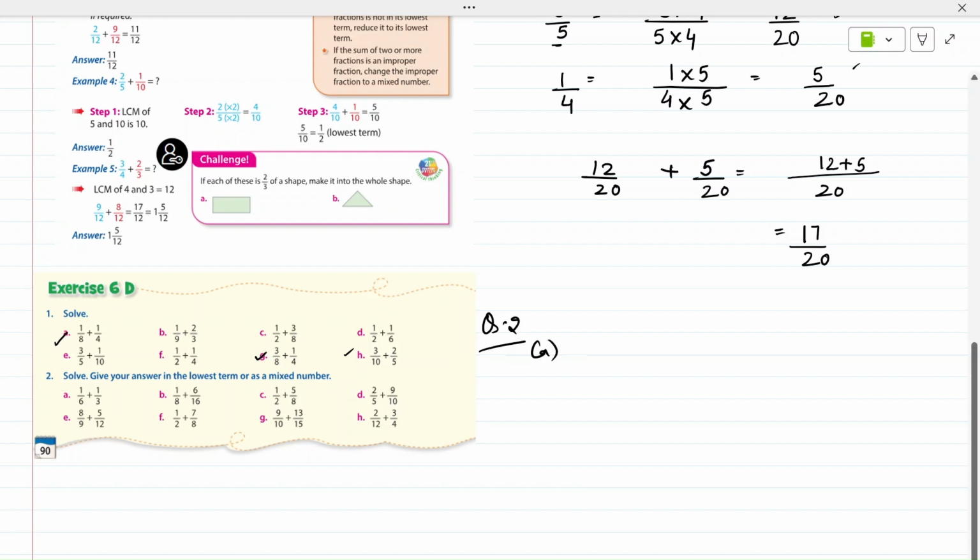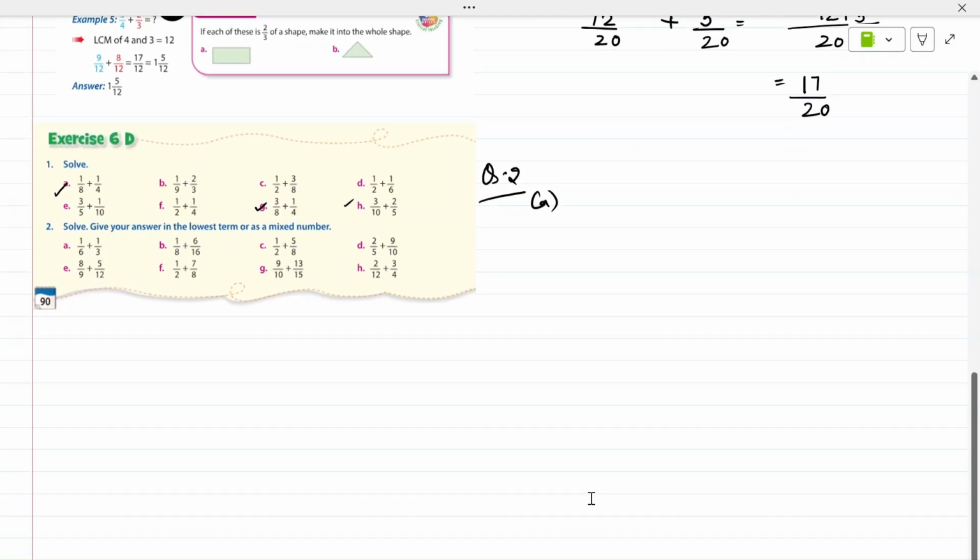Now let us go to question number 2, where we have to solve these and then give your answer in the lowest term or the mixed fractions. That means once we get the sum of the given fractions, we have to check whether we can reduce it to the lowest fraction. If we can, we have to do so, and if we cannot, then we have to change it to a mixed number. Okay, so here I am picking question number A first.